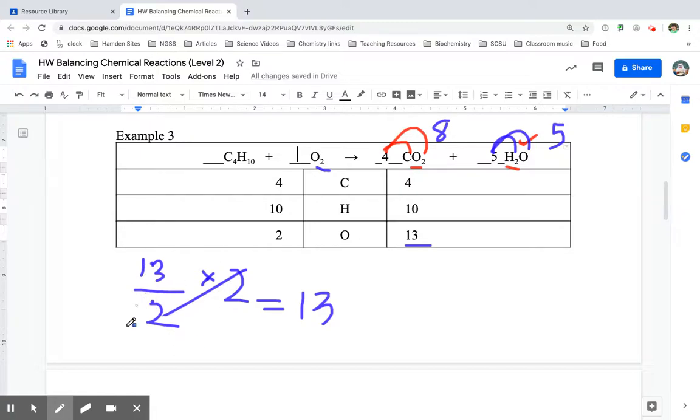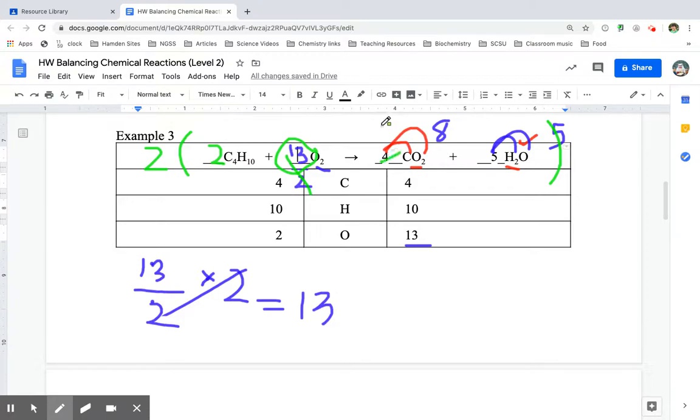But we want to balance with a 13 over 2. So the easiest thing to do is just multiply everything by 2. So I'm going to take this and multiply everything by 2. 2 times this whole equation. 2 times the whole equation. So 2 times 1 is 2. If we balance it with 13 over 2, 2 times 13 over 2, right, really just becomes 13 because the 2's cancel out.